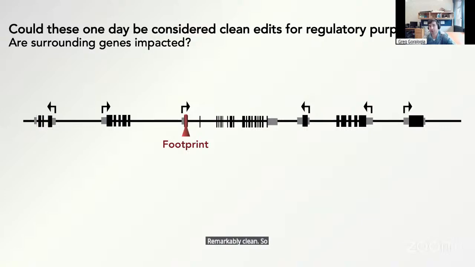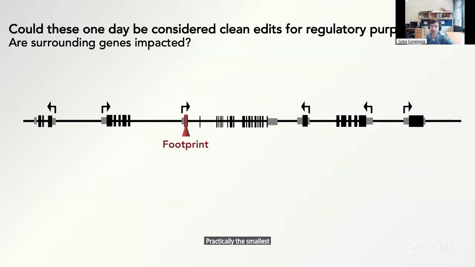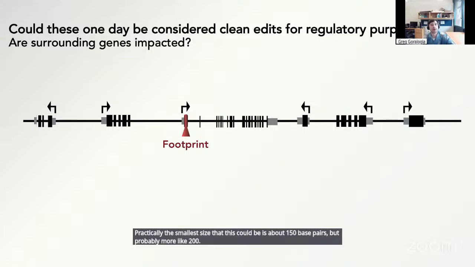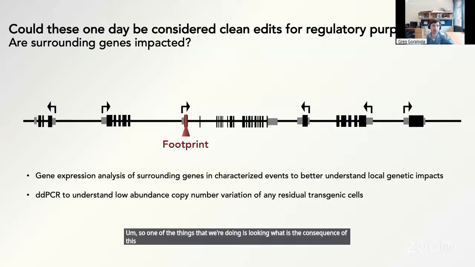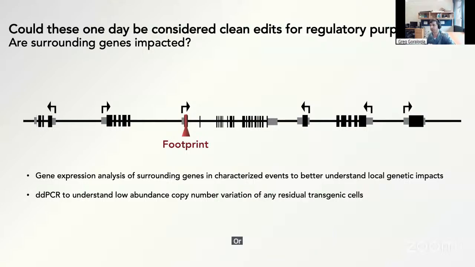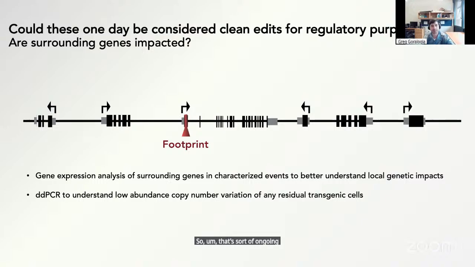So most countries are going to regulate any gene-edited products that we do here as transgenics because there is an inserted piece of DNA. Practically, the smallest size this could be is about 150 base pairs, but probably more like 200. So one of the things that we're doing is looking at the consequence of this, especially in a clonal crop. For some of these events we've characterized, does this impact neighboring gene expression? Or are there very low abundance transgenes that are still present in some of these clones? So that's ongoing work that we're doing.